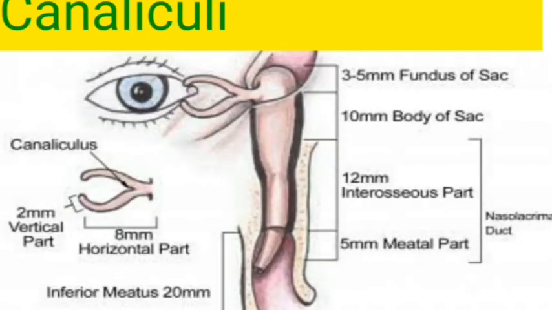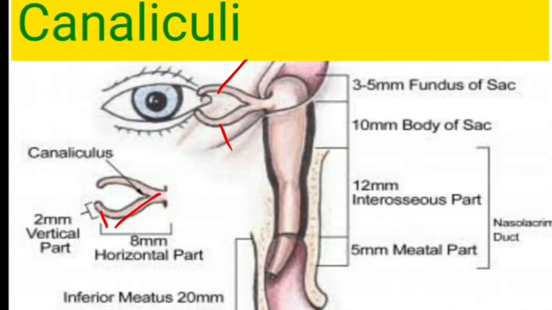Next anatomical structure is the canaliculi. We have two canaliculi, the upper canaliculus and the lower canaliculus, and each canaliculus has two parts, the vertical part and the horizontal part. The vertical part is 2 mm in length and the horizontal part is 8 mm in length. These two canaliculi may either join to form the common canaliculus here, or they may open directly into the lacrimal sac as individual canaliculi.